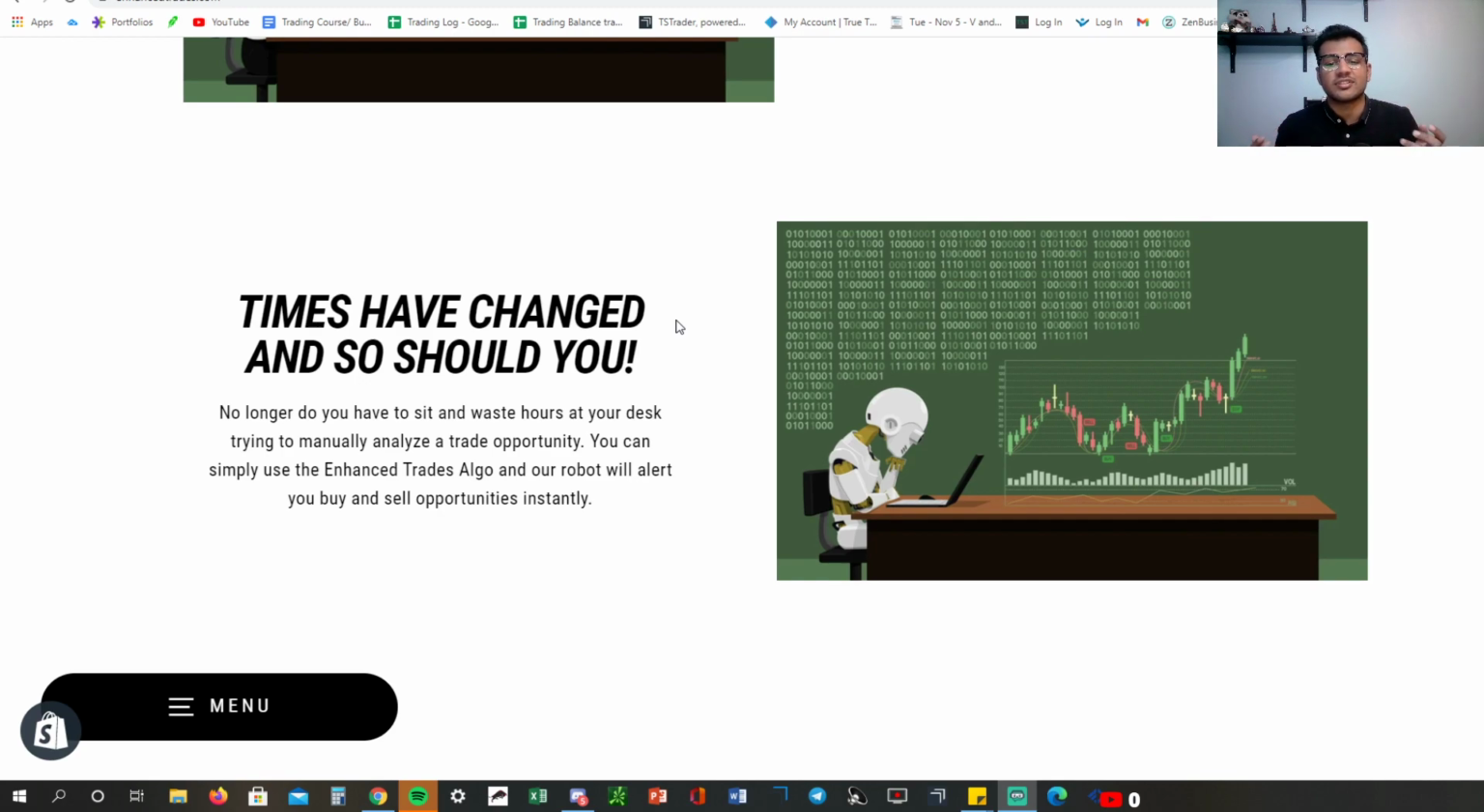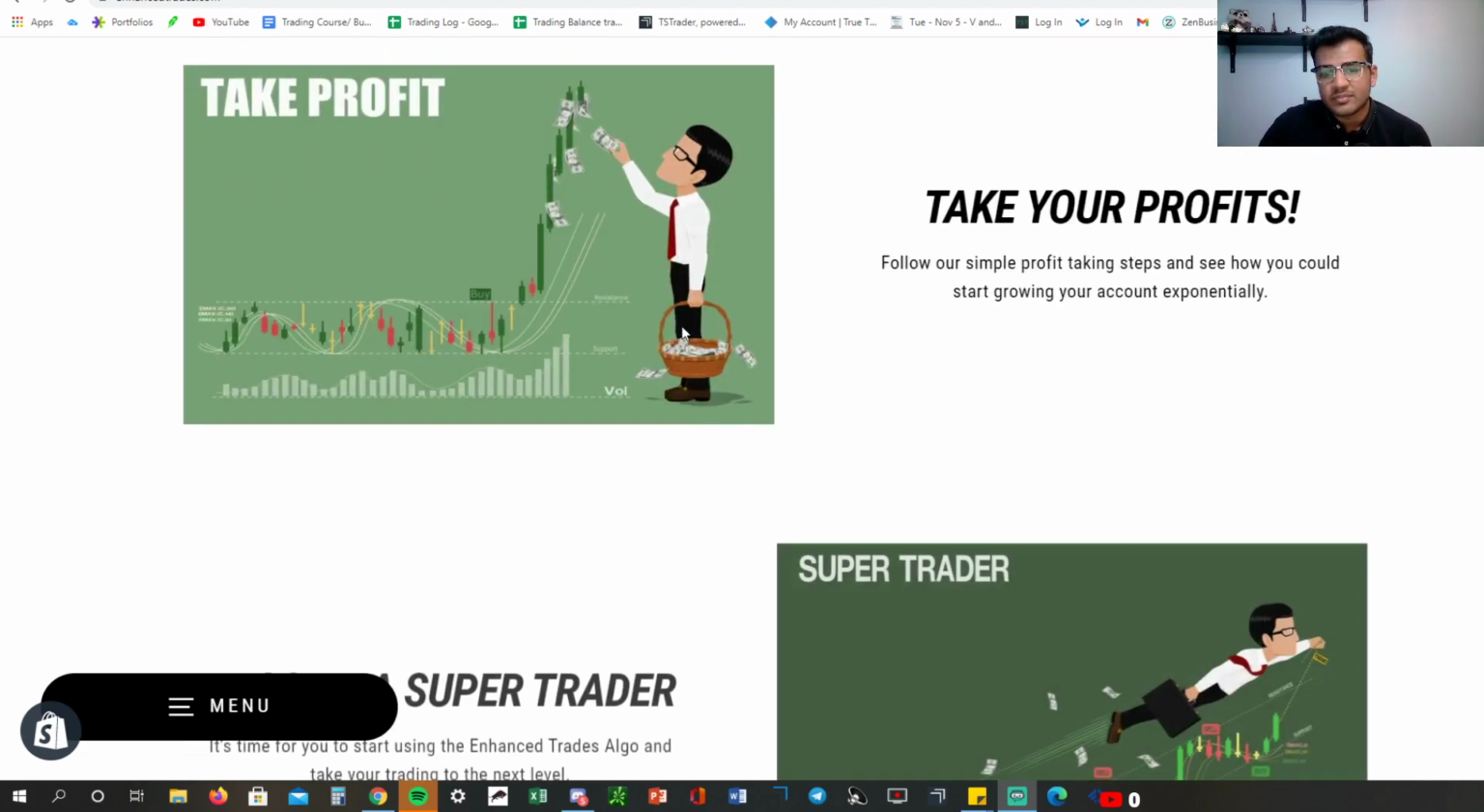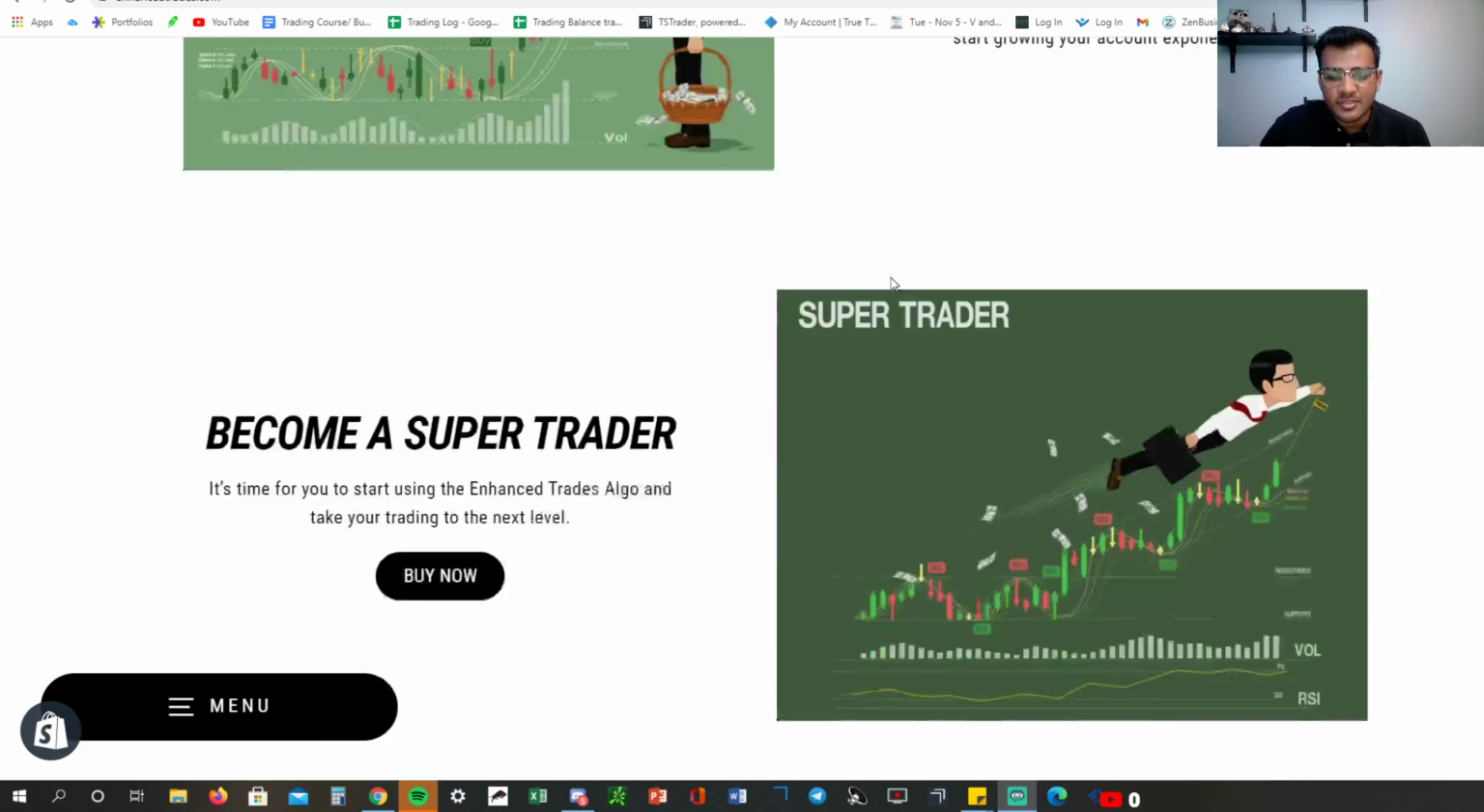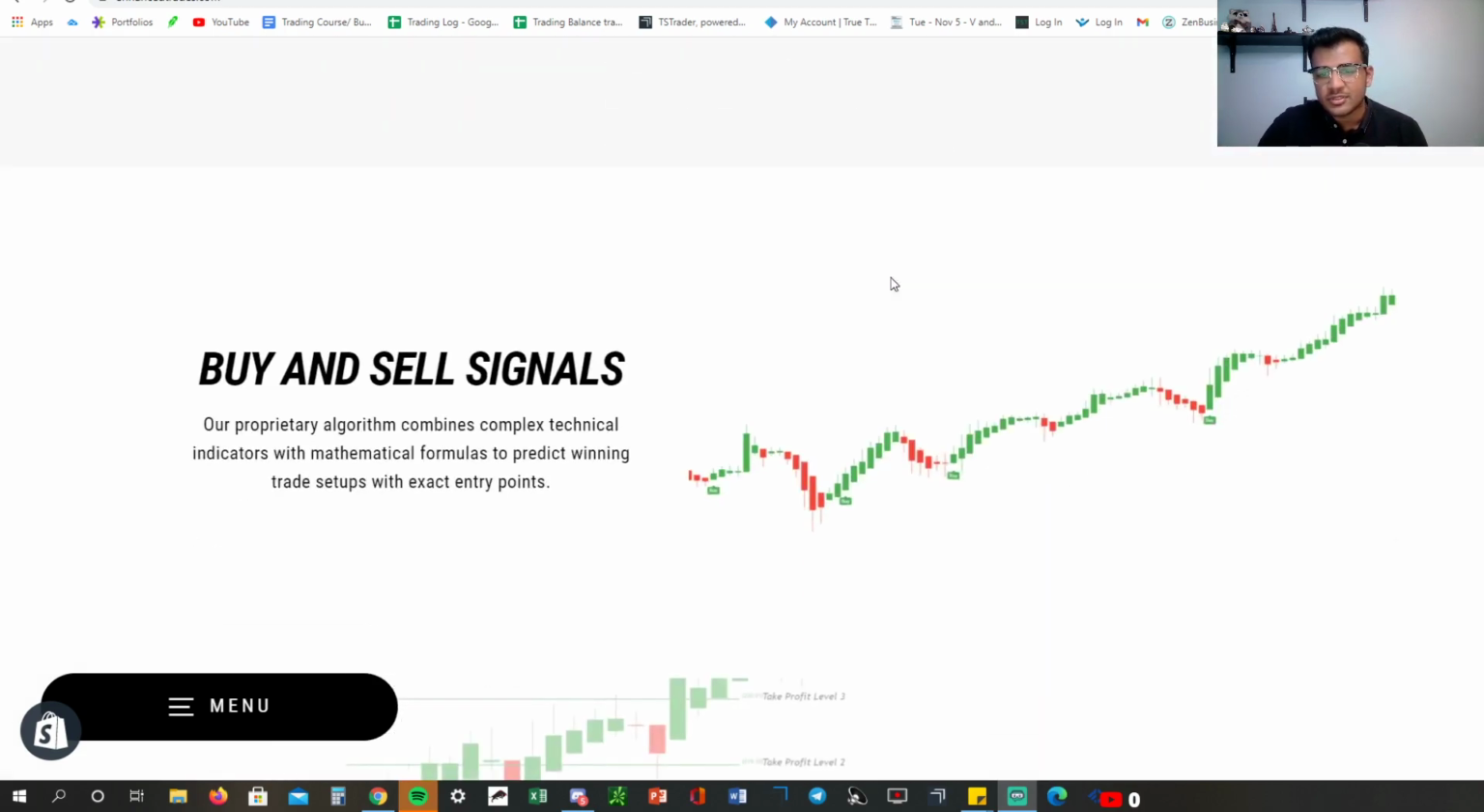And that's what the Enhanced Trades algo does. It's our robot, and it tells you exactly when to buy and exactly when to sell your opportunities. And the best part about it, it gives you your profits, right? You just have to follow our simple take profit steps, and you can see how you can start growing your account exponentially. So how does it work exactly, right?